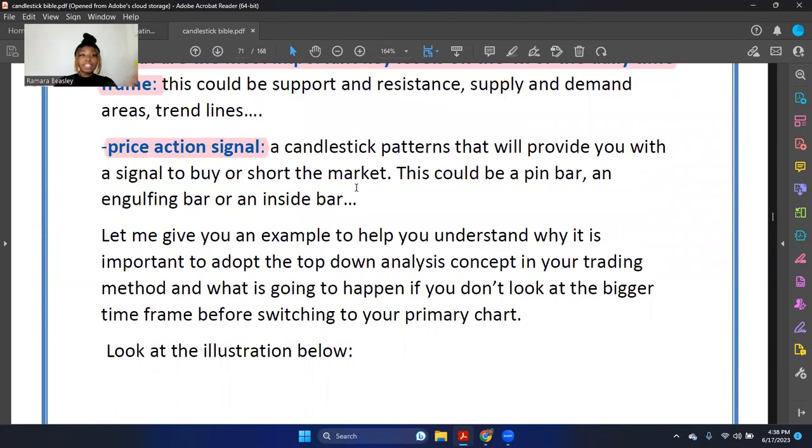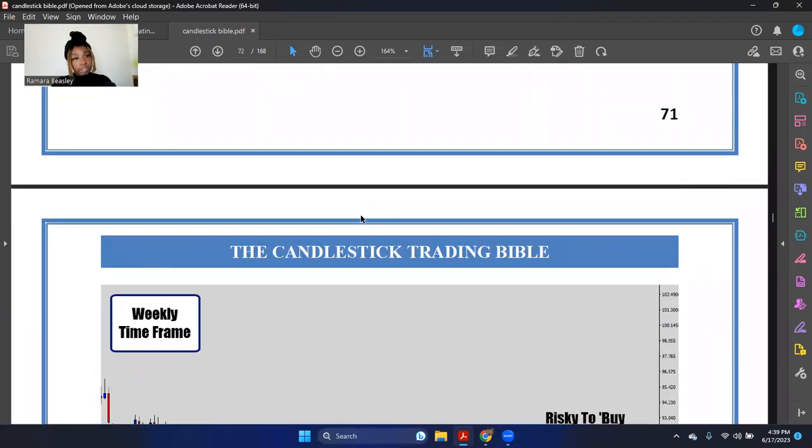All right. So price action signal. The candlestick will provide you with the signal to buy or short the market. This could be a pin bar, an engulfing bar, or an inside bar. Let me give you an example to help you understand why it's important to adopt the top-down analysis concept in your trade. What is going to happen if you don't look at the bigger time frame before switching to your primary chart? And then it broke down what we were talking about.